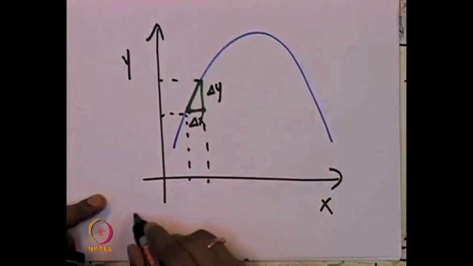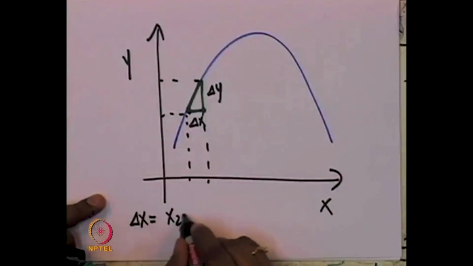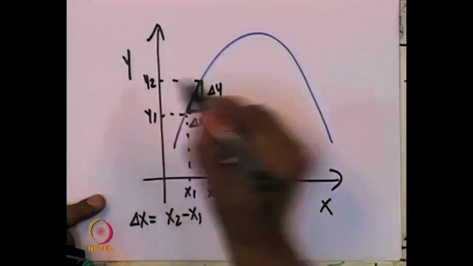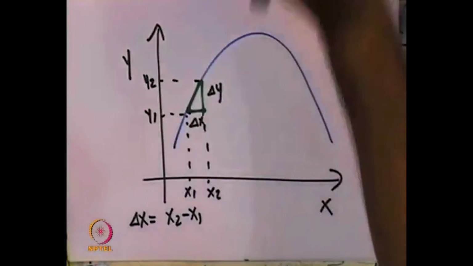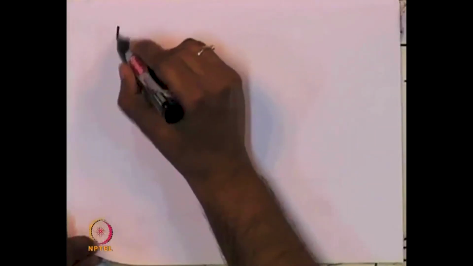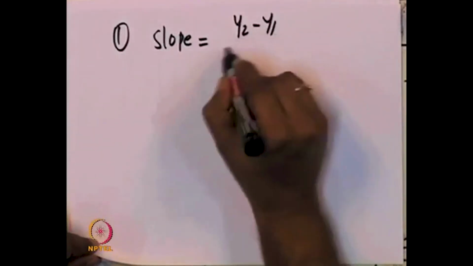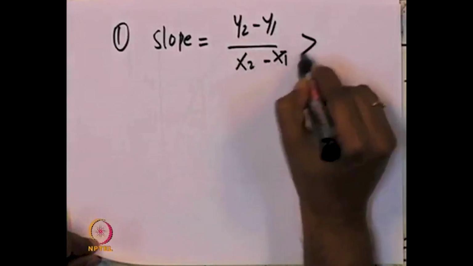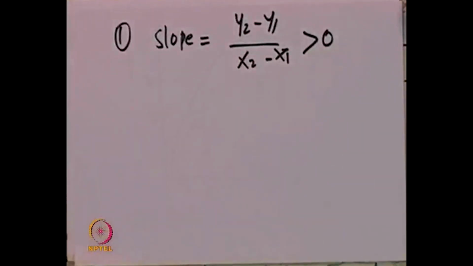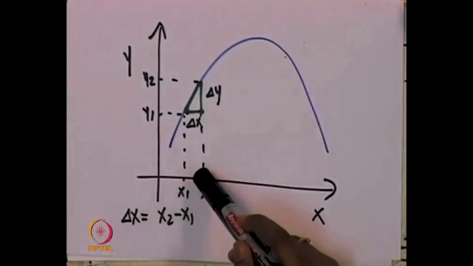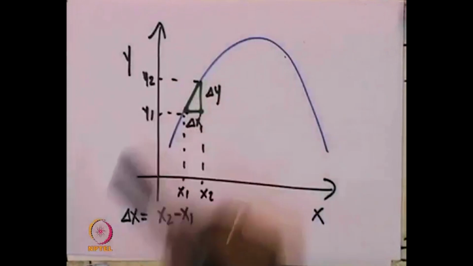Delta x, when I say delta x, is x 2 minus x 1. So, this is x 1, this is x 2, and this is y 1, this is y 2. So, the slope of the first case is y 2 minus y 1 by x 2 minus x 1, which has to be greater than 0. If you do this, it is greater than 0, because x 2 is larger than x 1 and y 2 is larger than y 1. So, as you can see here, x 2 is larger than x 1 and y 2 is larger than y 1.